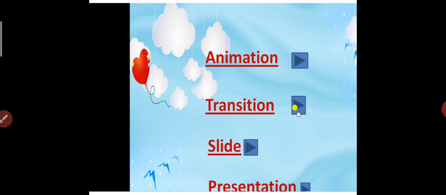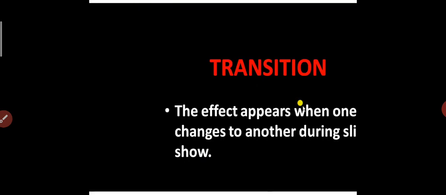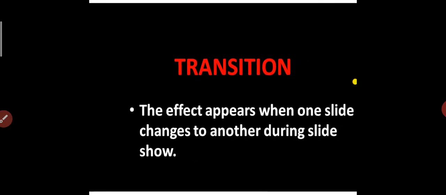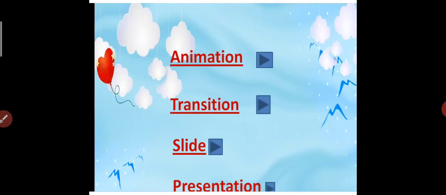And the next action button, just click on that. So now it will connect to the slide where the transition is written. Yes, where the particular definition of transition is written, that is connected there. Same way you can see the other action buttons as well. Just go back. Click on the third action button.